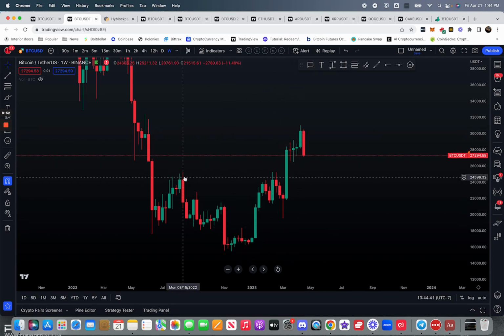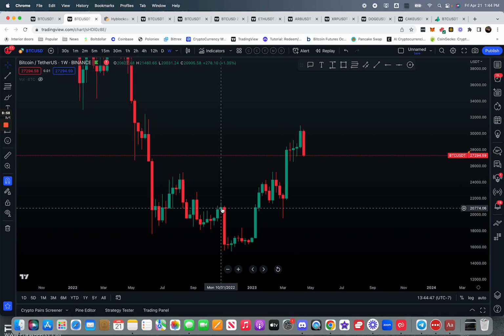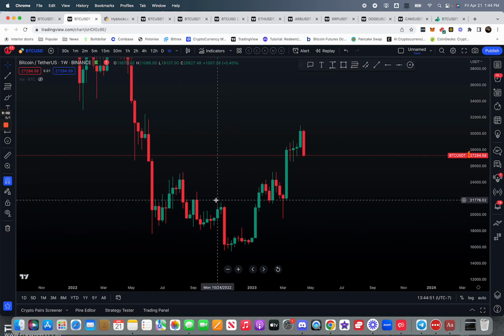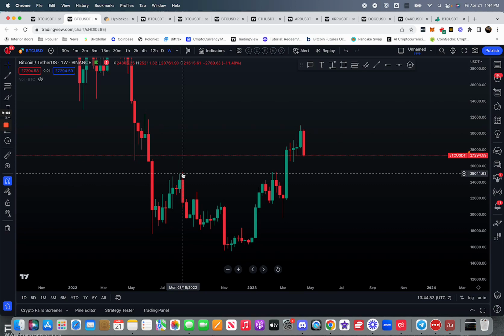Now, I've been talking about these lower highs in previous videos of last year, and I wanted to see these lower highs get taken out in order for me to flip my bias from seeing 0.886 as a retracement point to an invalidation.